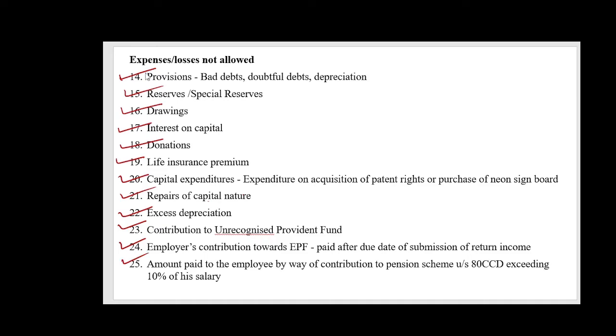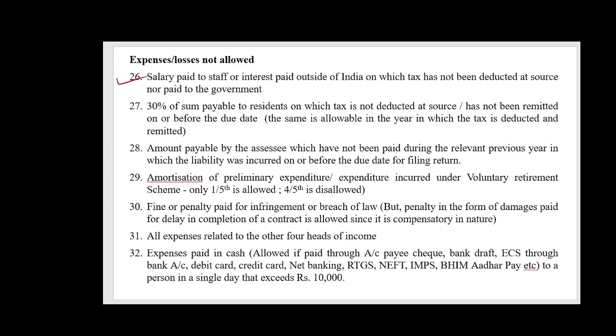Then amount paid to the employee by way of contribution to pension scheme under section 80CCD which exceeds 10% of his salary is not allowed. Then salary paid to staff or interest paid outside of India on which tax has not been deducted at source, nor paid to the government, then it is not allowed. So even if it is salary paid to the staff of the business or interest paid, but if it is paid outside of India where the tax is not deducted at source or if the tax amount is not paid to the government, then it is not allowed.